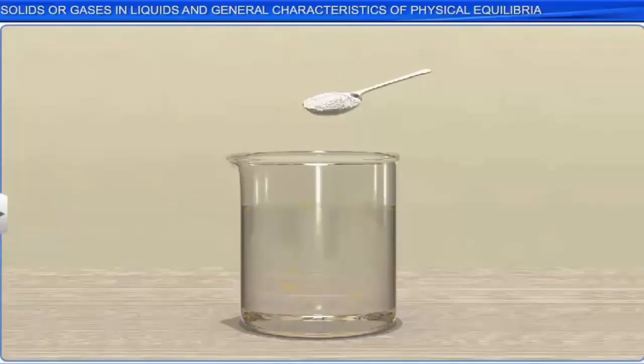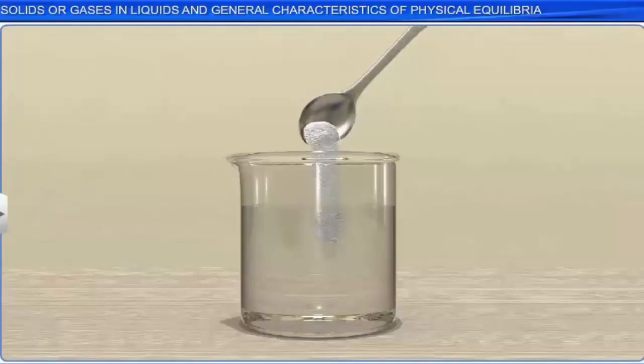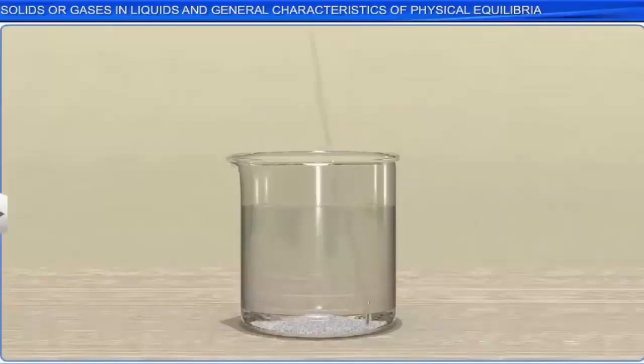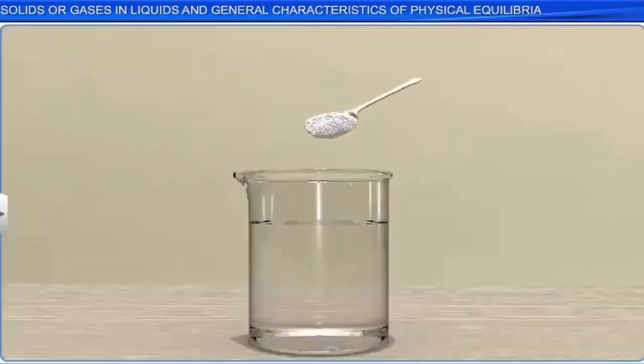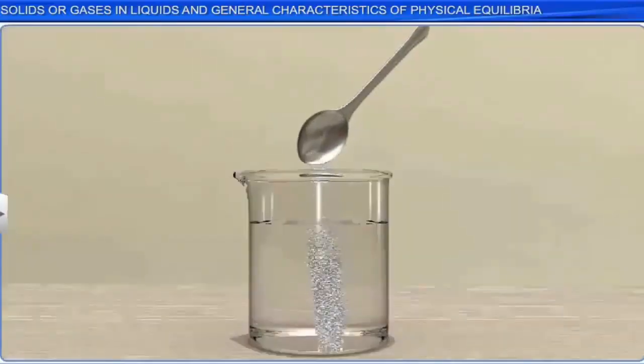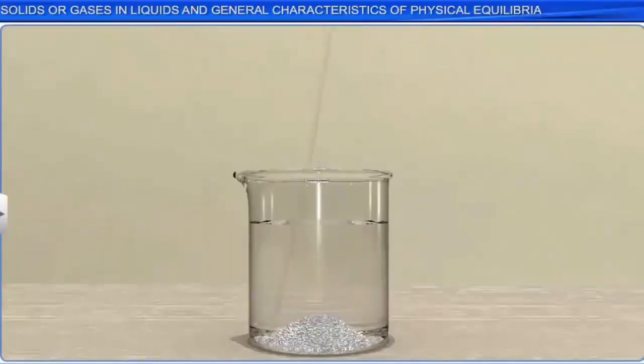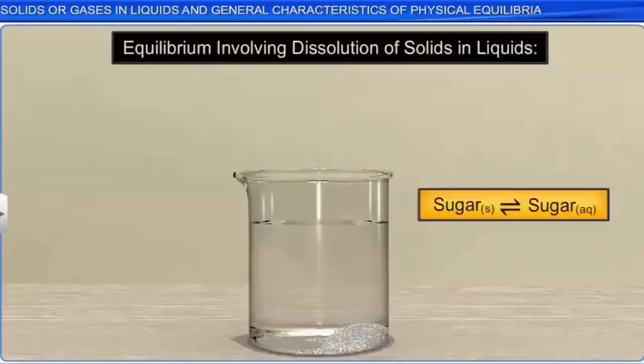First, sugar is added to a glass of water and stirred. It dissolves, forming a sugar solution. Then, as more and more sugar is added, it initially dissolves, but eventually reaches a stage where no matter how long you wait or how vigorously you stir, the sugar does not dissolve. The solution thus obtained is said to be saturated at the given temperature.